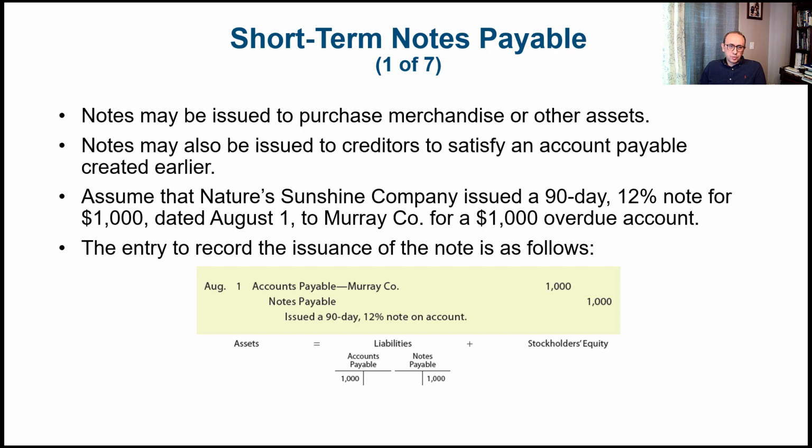The journal entry to record this transaction is very simple. We're going to debit accounts payable. Remember, liabilities have a credit nature, so they increase on the credit side and decrease on the debit side. So when I'm debiting accounts payable here on August 1st, I am reducing the accounts payable and replacing it with a note. We have notes payable, also for Moray Company, for the $1,000. In other words, the notes payable are going up and the accounts payable are going down.